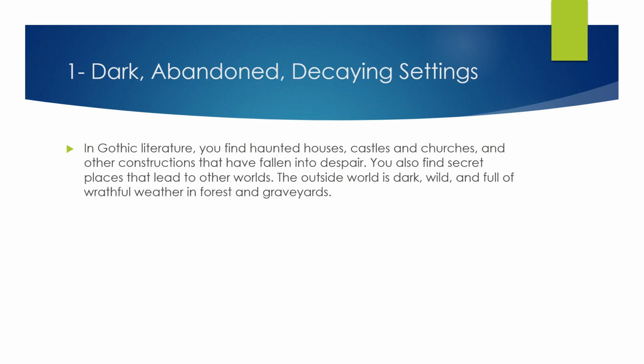So, in Gothic literature, you find haunted houses, castles, and churches, and other constructions that have fallen into despair. You also find secret places that lead to other worlds. The outside world is dark, wild, and full of wrathful weather in forests and graveyards. So, as for the settings, these features characterize the settings of the Gothic genre.